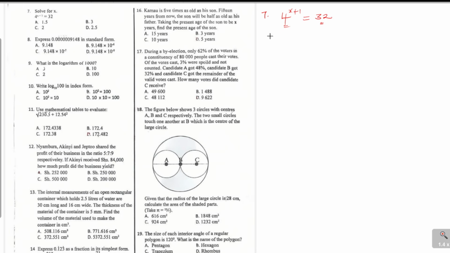Yes. Why? Because 4 can be expressed to the base of 2, and this will be 2 squared. Then 32 can also be expressed to the base of 2 in power form. This is how we do it.